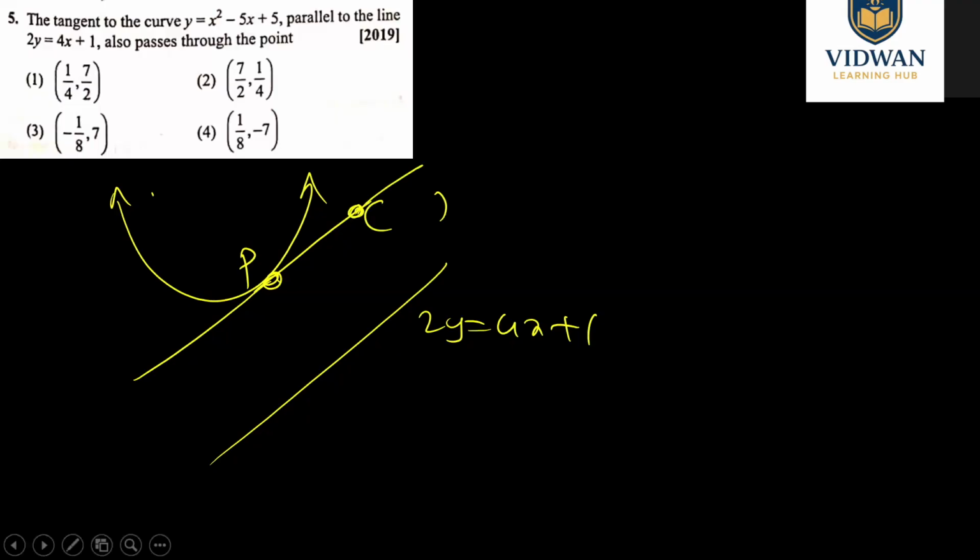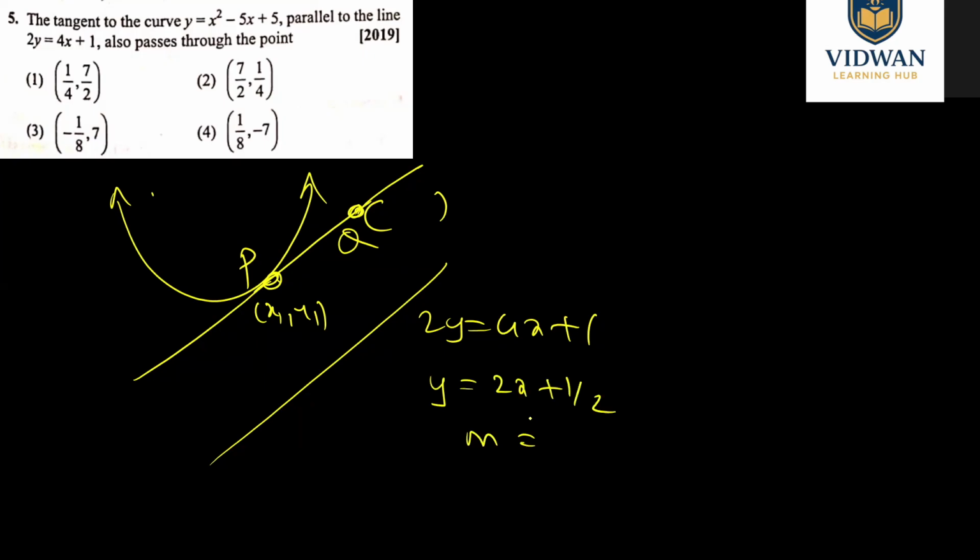You can try it now. It passes through some Q. What is that Q? So we assume the coordinates of P as some (x1, y1). The derivative at P will be the tangent slope. We can equate it with this line's slope. So this line can be written as y equal to, dividing by 2, 2x plus half. So it is in the form y equal to mx plus c. Slope is 2. So that means the derivative at this point should also give the same slope.